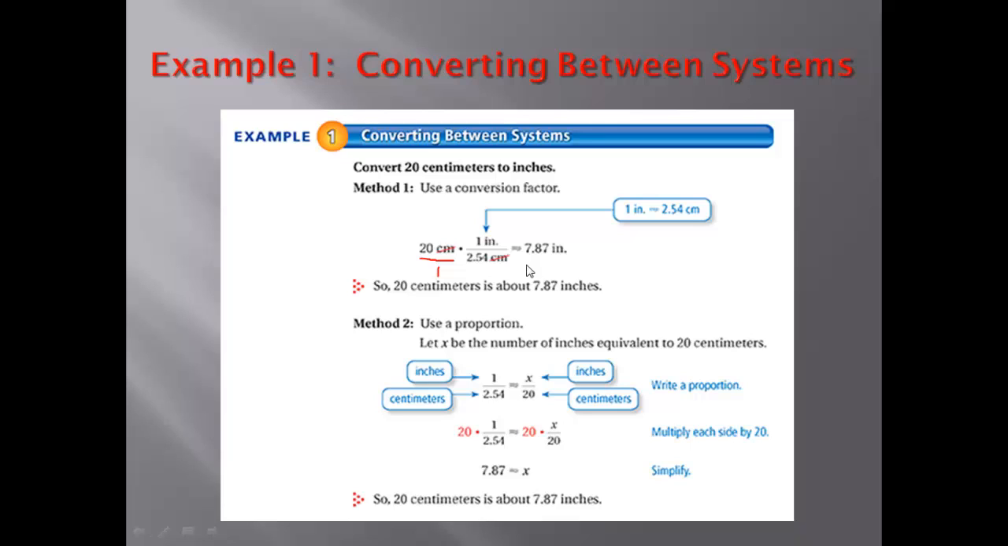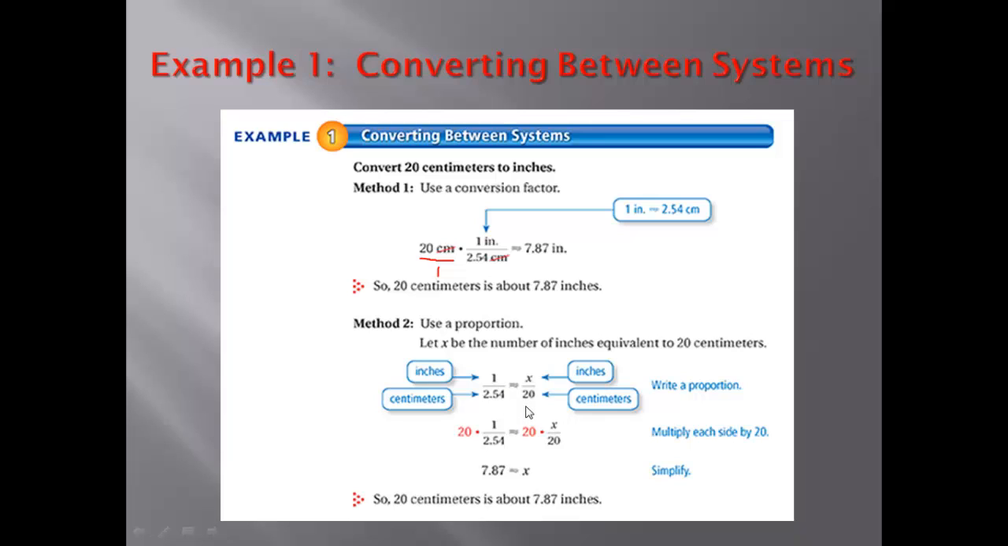For our second method, we can use a proportion. Let x be the number of inches equivalent to 20 centimeters. For this one, we'll write our conversion factor, 1 inch over 2.54 centimeters, and this is approximately equal to x over 20. X stands for inches, so that's what we're going to put on the top. Inches on the top of both, and centimeters is on the bottom of both.